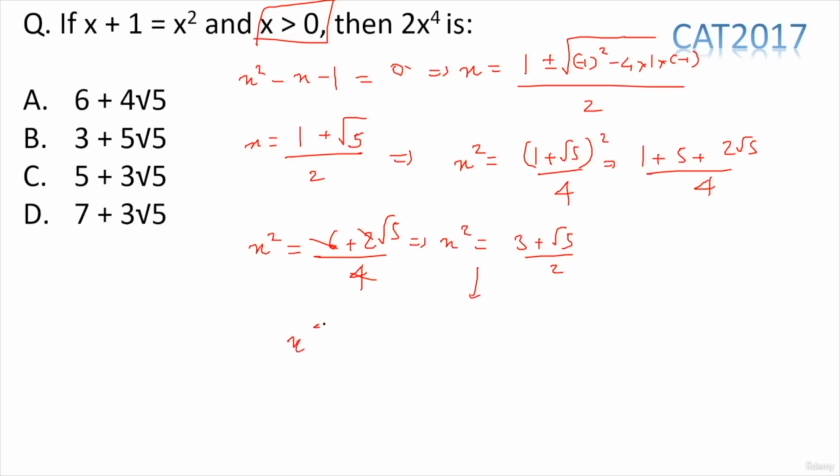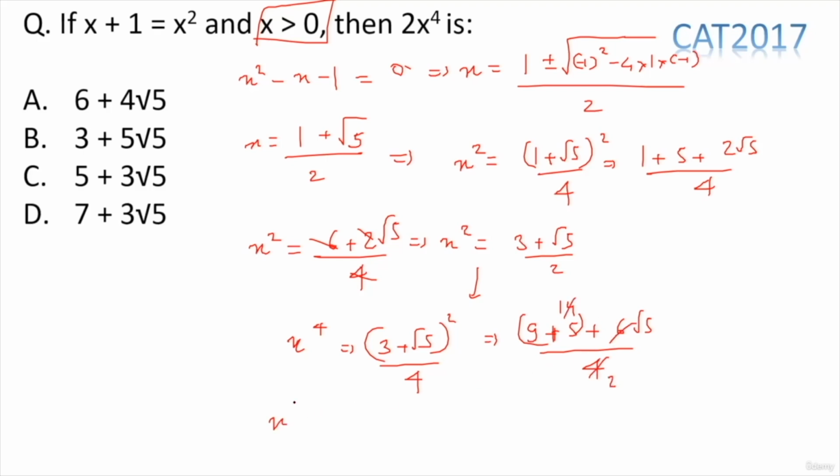Square it again. Left hand side becomes x raised to 4. और यहाँ पे क्या हो जाएगा, 3 plus root 5 the whole square divided by 4. That gives you 9 plus root 5 का square is 5, 2 into 3 is 6, into root 5 is 6 root 5, divided by 4. 9 plus 5 will be 14 plus 6 root 5 upon 4. Again, you can cancel out a 2 everywhere, guys. So you will have x raised to 4 equal to 7 plus 3 root 5 divided by 2.